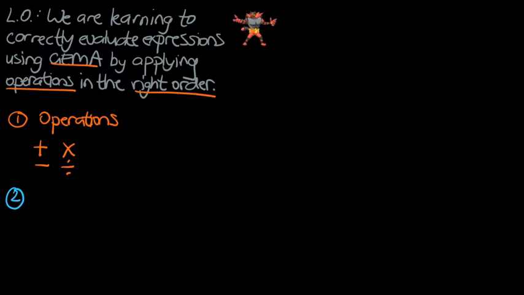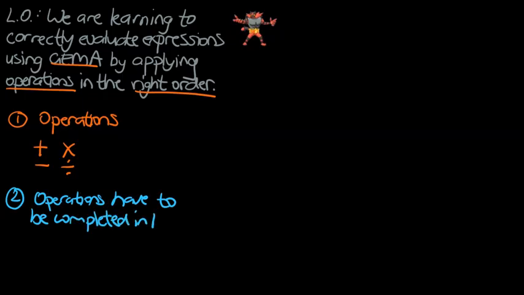So these operations have to be completed in the right order. And this is really, really important. This is where all the errors are coming from. So if you don't complete them in the right order, you are not going to get the right answer. The big question becomes, how do you decide what order to complete these operations in? And that is when the use of these abbreviations is going to come into play.